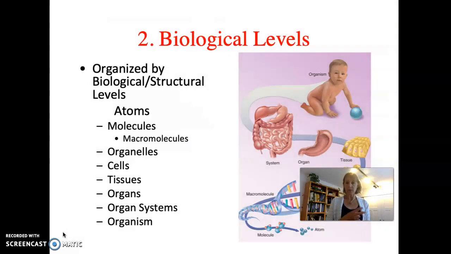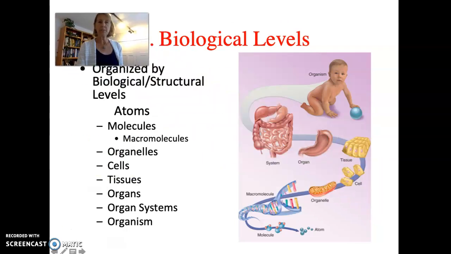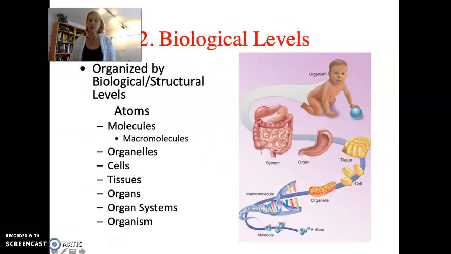The second thing we want to look at are the biological levels. This is fairly simple when you look at the diagram, right? In a course like anatomy and physiology, we're always starting at about maybe the cell level. But let's take it all the way down. If we go all the way down, we're going to start with an atom.